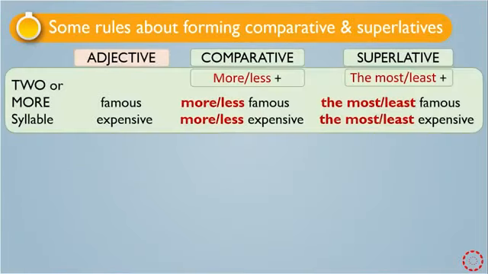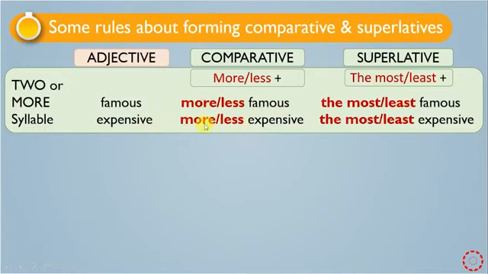And for the second type of adjectives, or we can say for two or more syllable adjectives, we have another rule. Here we have famous and expensive. They are more than one-syllable adjectives. When we form the comparative, we do not add er, and for the superlative est. We have another way, or we can say we have another rule, which is we add more or less before the adjective. We say famous became more famous or less famous, and expensive became more expensive or less expensive.